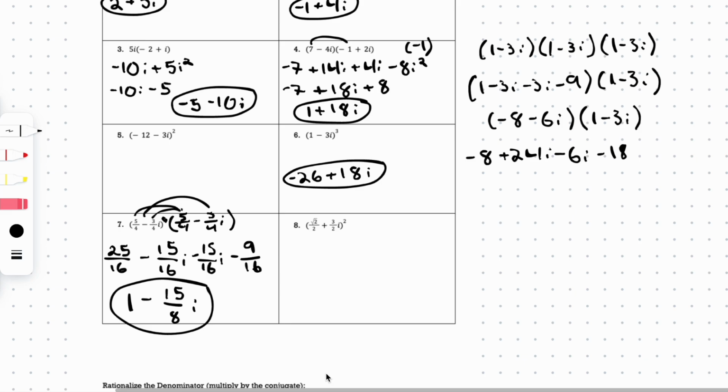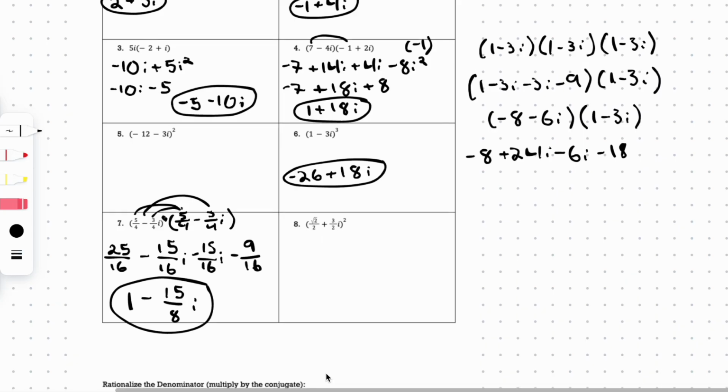Hopefully that makes sense. Some of this stuff I'm not writing everything out. Hopefully you can hear my thinking process because I'm saying it out loud. But if you do need to pause, just pause. Okay? Perfect.